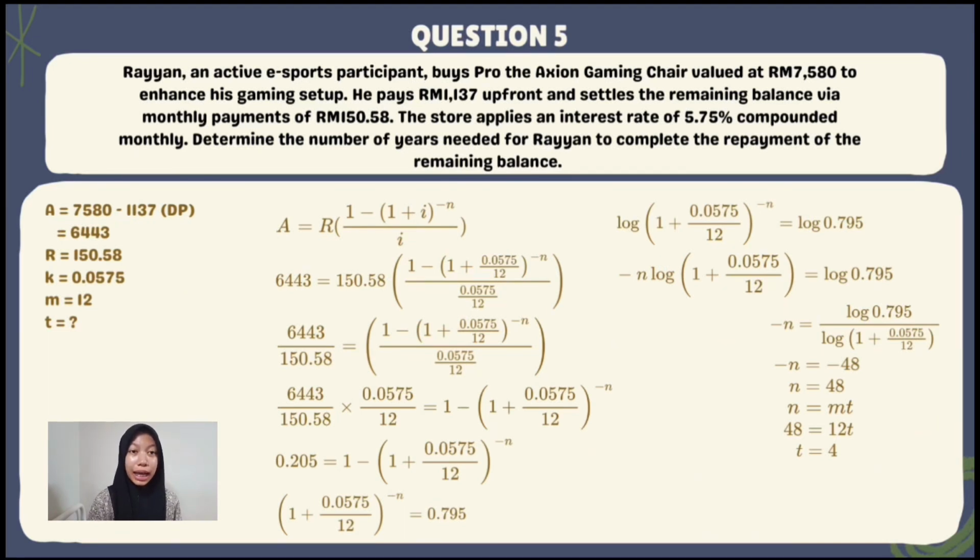After that, because you want to find n, you have to move the log to become the denominator of log 0.795. So when you calculate it, you will get negative 48. Now the equation becomes negative n equals negative 48, so n equals 48. Right now, you can use the formula n equals mt. Now, you just insert the amounts of n and m, and it will become 48 equals 12t. Now, you just have to move the 12 to the left, and it will become 48 divided by 12, which is 4. And now, your t is equal to 4 years. And that's all. Thank you.